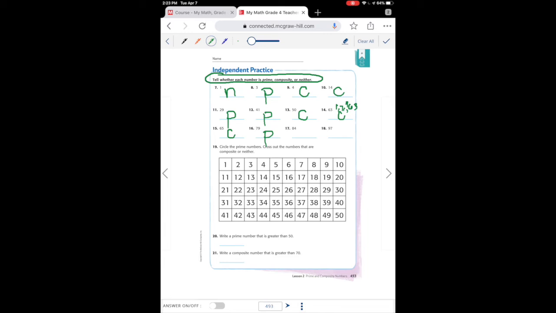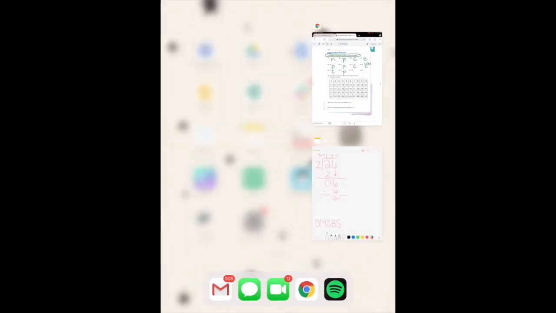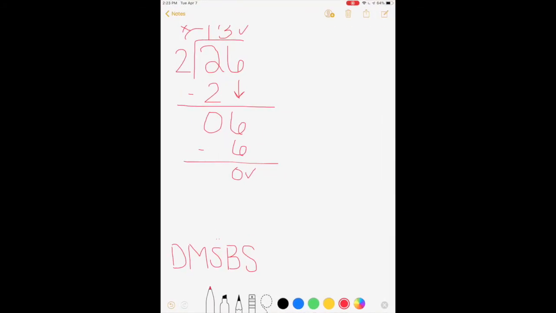84, 1 and 84. And since it ends in an even number, it's divisible by 2. 84 divided by 2, I'm going to jump to my notes and show you this one. Let's do 84 divided by 2.